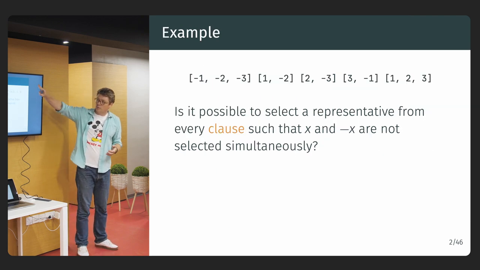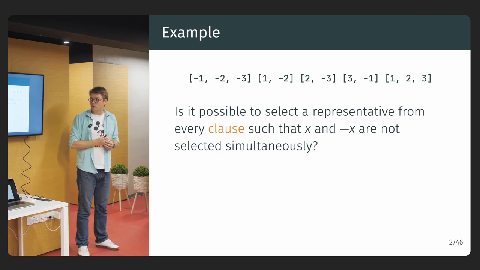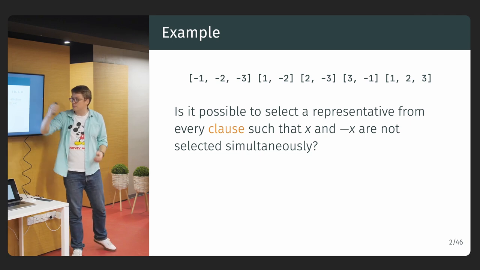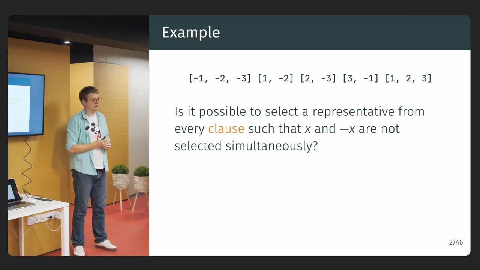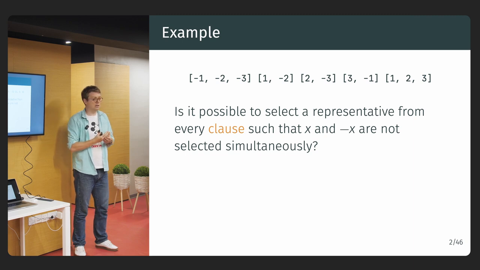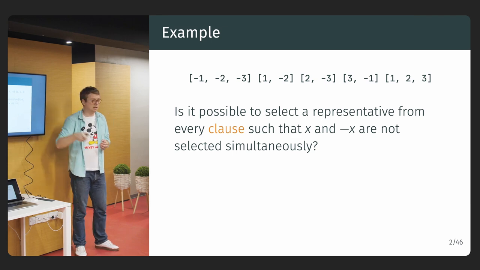So this is how the problem is stated. I introduce it on a toy example. In this case, we have five so-called clauses. Each of them is just a sequence of numbers, and some of them are negated. The question is to select one integer from every clause with a single restriction: you are not allowed to select x together with minus x.